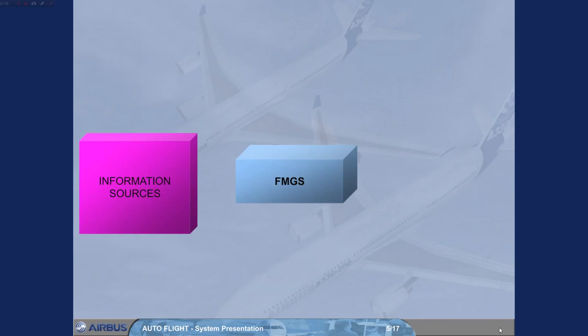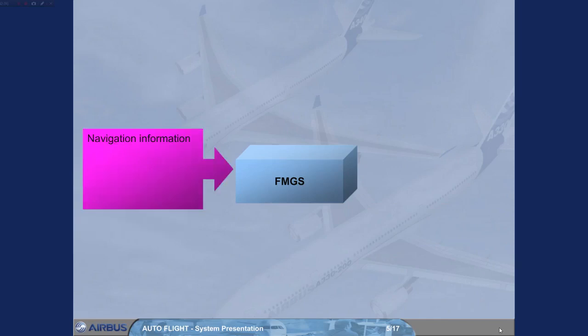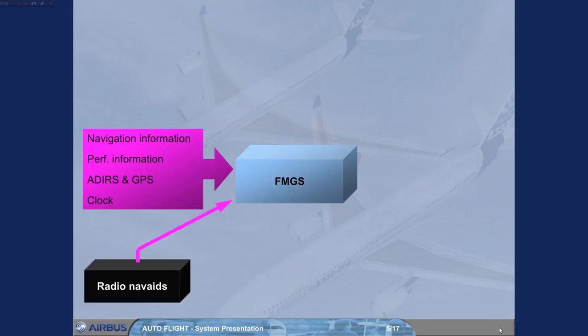The FMGS receives navigation information, which contains details of airfields, navaids, airways, routes, waypoints, procedures, SIDs, STARs, approaches, missed approaches, etc. Aircraft performance information. The Air Data and Inertial Reference System, ADIRS, and the Global Positioning System, GPS, for position and dynamic information. You will learn about them in the navigation chapter. The clock and radio navigation information.